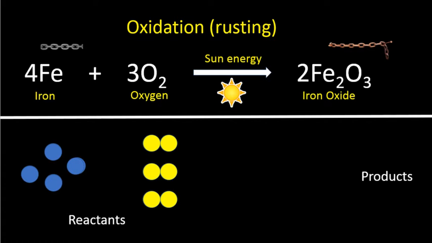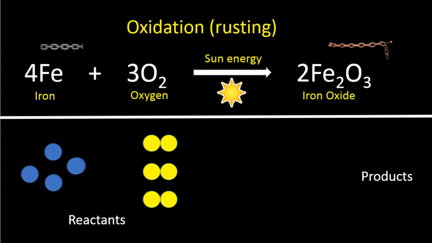And then above it we can see some pictures of the before and after. So on the left we see the iron chain, and then on the right we see the rusted iron chain. Below that we see symbols of the atoms and molecules involved. So we see the 4 iron atoms and the 3 oxygen molecules.